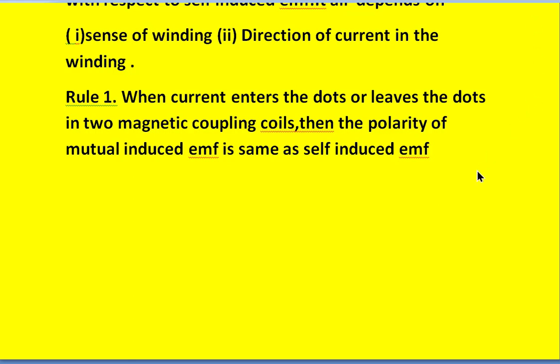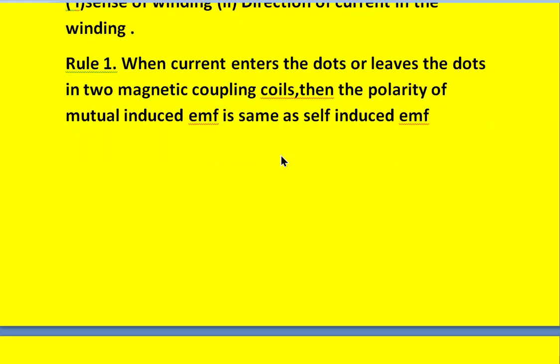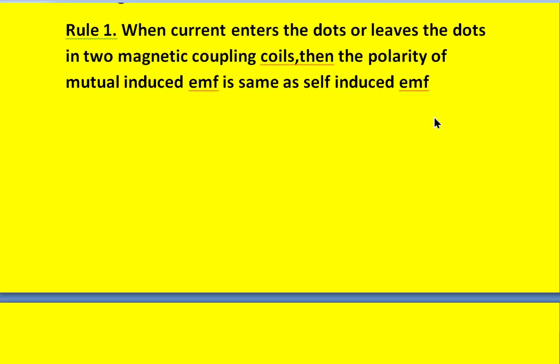Having known this simple circuit with windings and dots, two rules are framed. They are called dot rule 1 and dot rule 2. Dot rule 1 says when current enters the dots or leaves the dots in two magnetically coupled coils, then the polarity of the mutual induced EMF or mutual inductance is the same as that of the self-induced EMF or self-inductance.